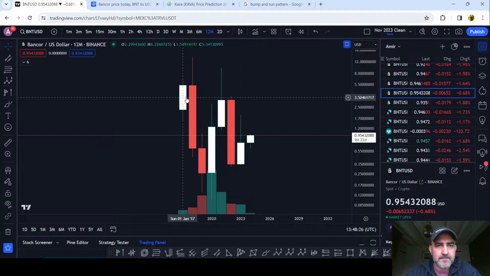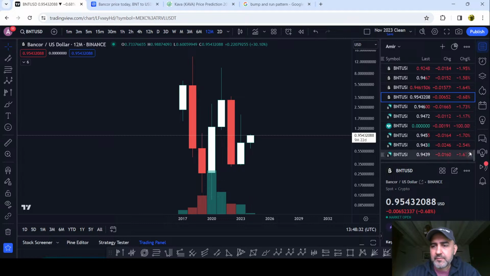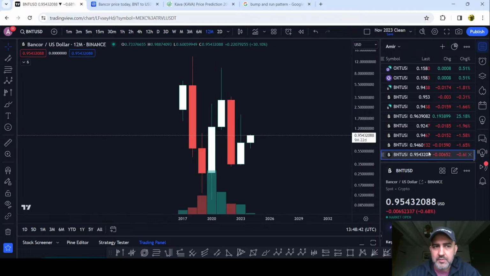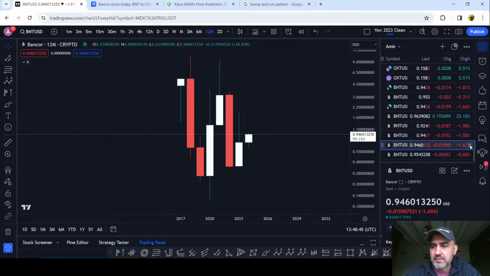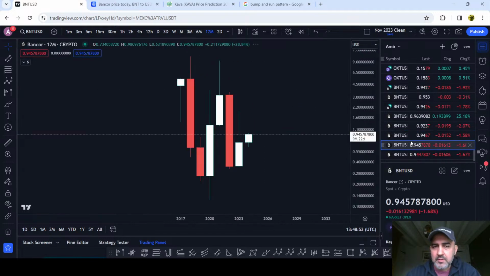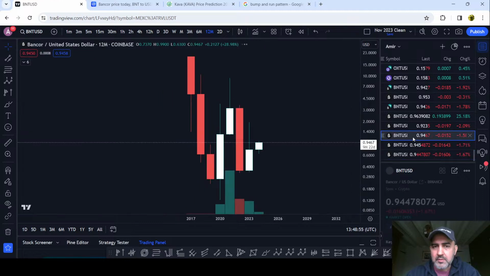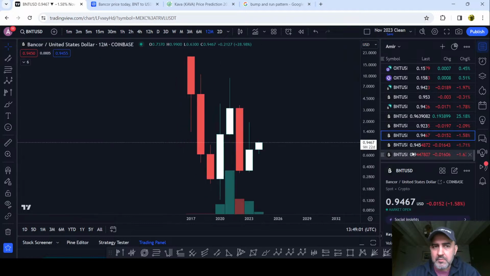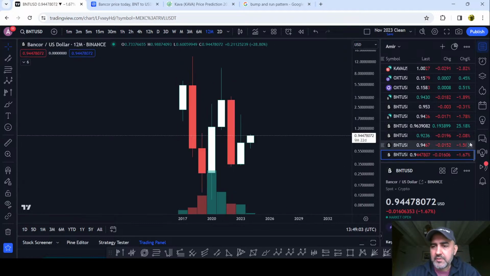There you go. That's the one. More. Crypto.com as well. Preferred Binance. Coinbase as well. But okay, I think Binance is the one.